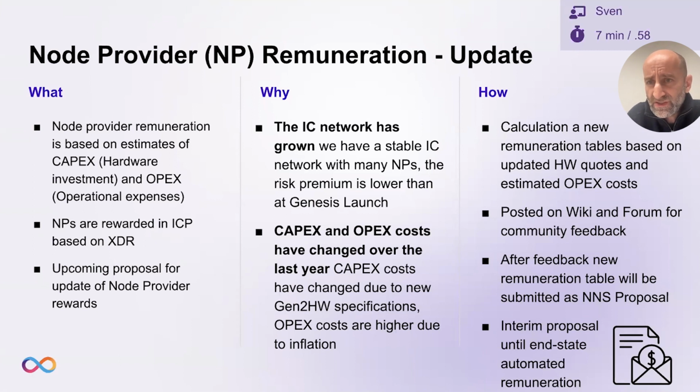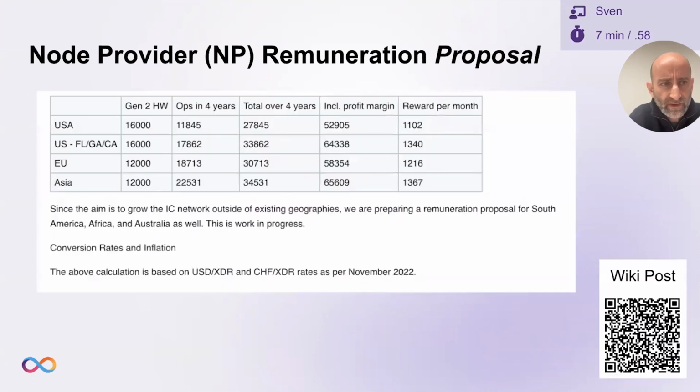Please note that it's an interim proposal because, of course, like we discussed in other previous global R&Ds, for the future, of course, you want to go to a fully automated reward system that maybe also includes penalties for nodes being down. And that's completely guided by the NNS without any interference of anybody else and completely managed by the community. So if you go to the next slide, I've shown a summary of the table that can be found on the wiki, on the Internet Computer Wiki.